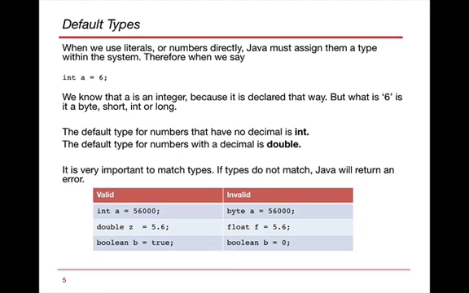It is important to match types. Java will not automatically do what's called casting for you. Java will return an error if the types do not match. So down here we have int a equals 56,000, and what would be invalid would be byte a equals 56,000. Similarly, double z equals 5.6 is valid, but float f equals 5.6 is not. Again, 5.6 is a double, and this double would not fit within a floating point value, so you would have a problem. Boolean b equals true is valid. Boolean b equals 0 is invalid because the Boolean value is expecting a true or false.